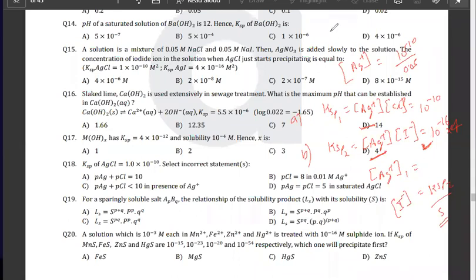Because the question is, you have to calculate when AgCl starts precipitating. So that's why Ag plus should be calculated from AgCl, and then you have to check the concentration of I minus. Okay? Tell me, guys, you got this? Yes or no? Calculate Ag plus from AgCl, then calculate I minus. Okay?